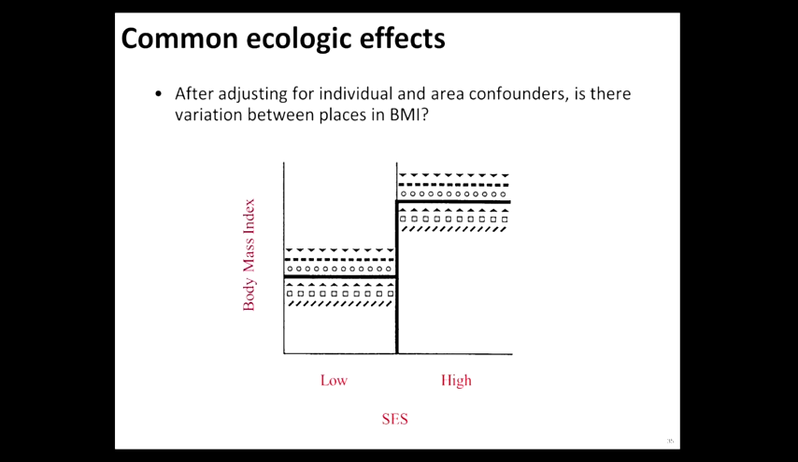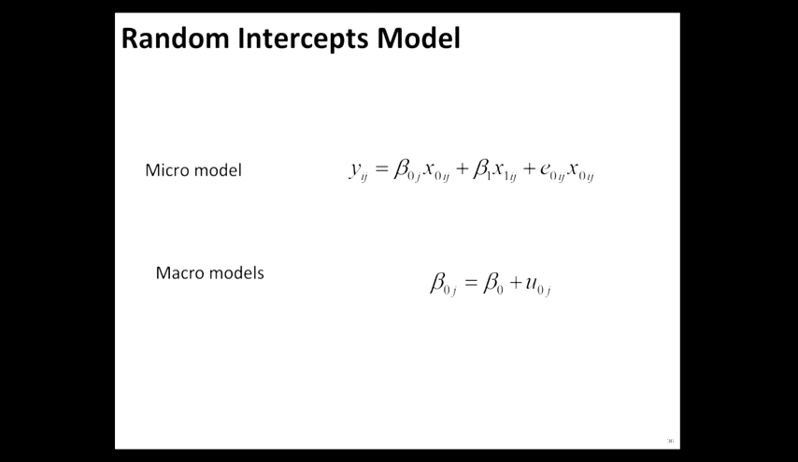The line showing the forward slash is the lowest BMI place for both low and high SES. So there is a geography of BMI. Places do matter, but they matter in the same way for everybody, both for the high and the low SES. We can test whether that's true or not by developing what we call the random intercepts model.